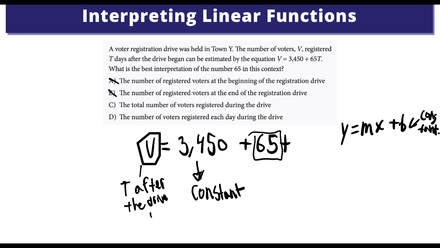So the 65 could increase or decrease, and that's what this M is, right? That's the number, or the 65 in this scenario, and X is the variable. So this is the multiplier, per se. So we know C is incorrect. And we know D is correct. So that means 65 voters registered each day of the drive. All right, to the next question.